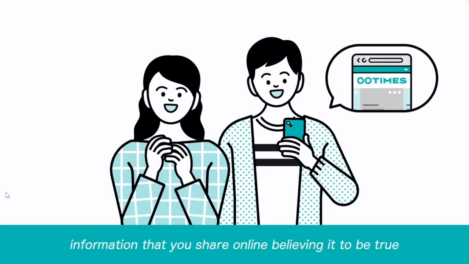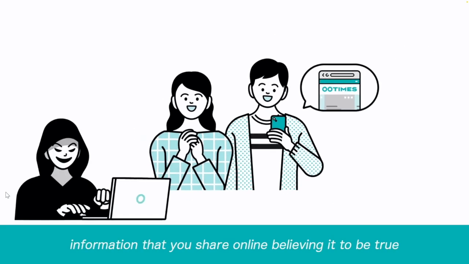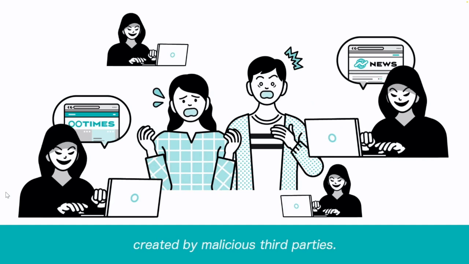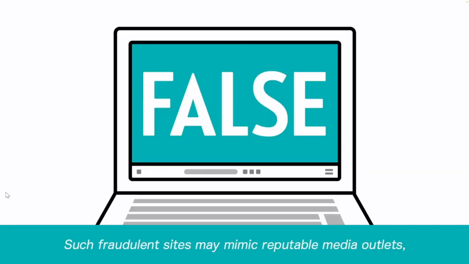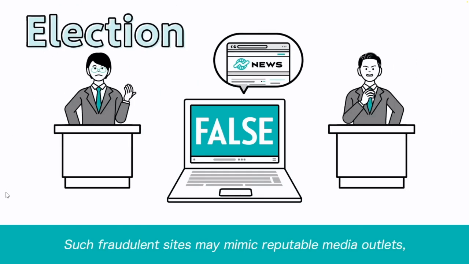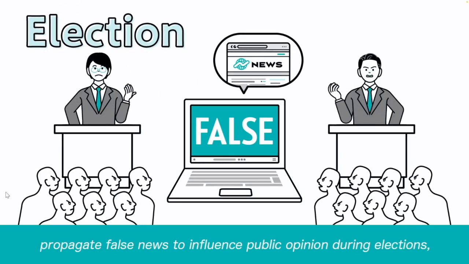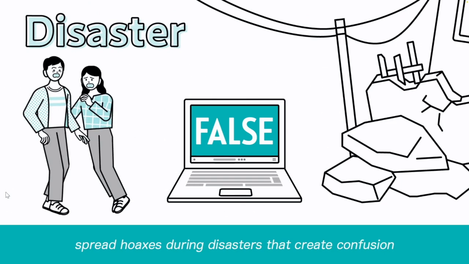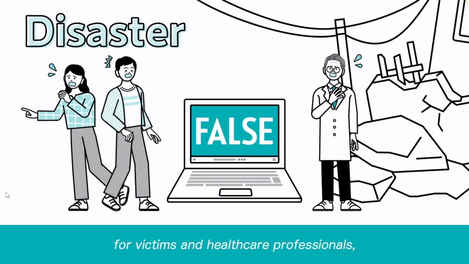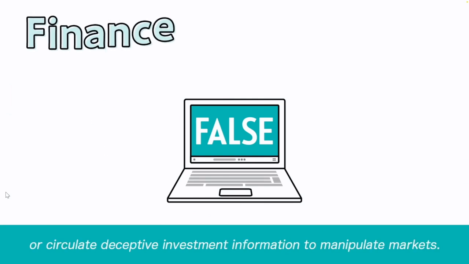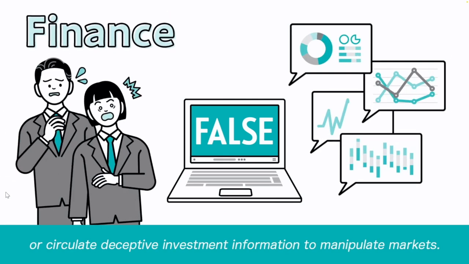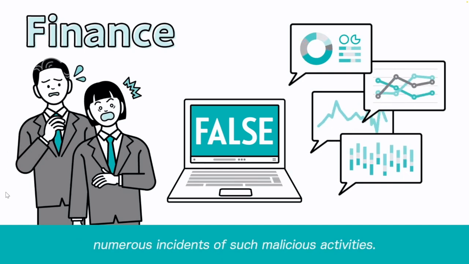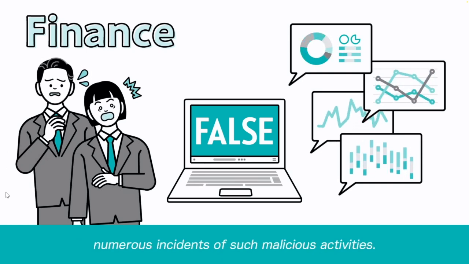Additionally, information that you share online, believing it to be true, may actually be false or disinformation created by malicious third parties. Such fraudulent sites may mimic reputable media outlets, propagate false news to influence public opinion during elections, spread hoaxes during disasters that create confusion for victims and healthcare professionals, or circulate deceptive investment information to manipulate markets. Fraudulent sites appear to be carrying out numerous incidents of such malicious activities.